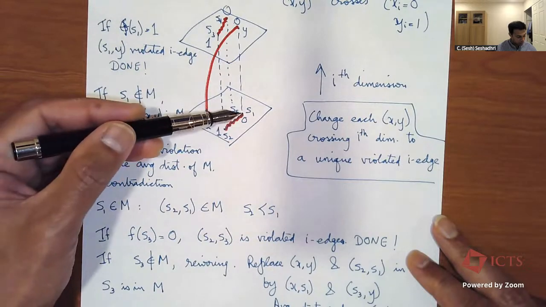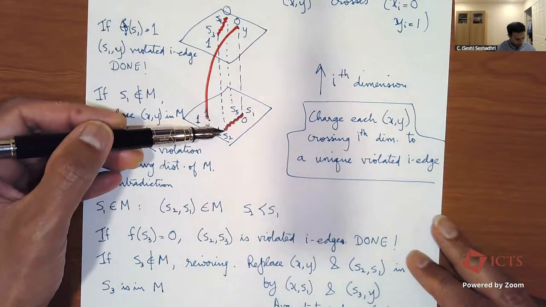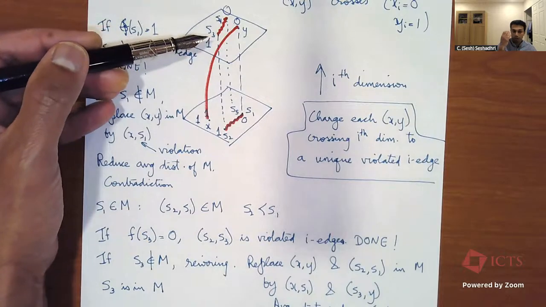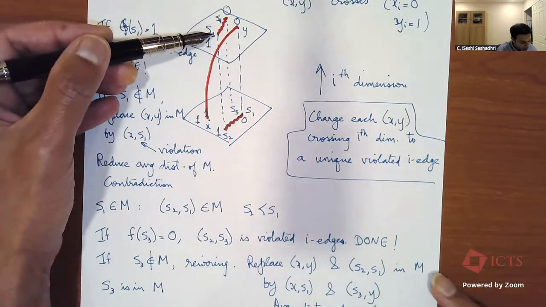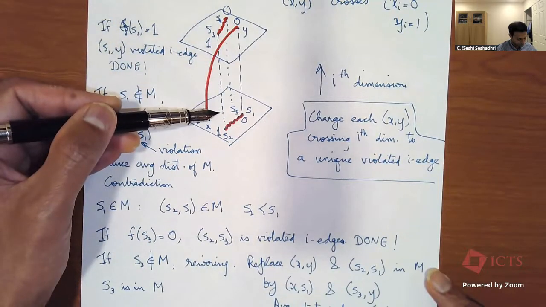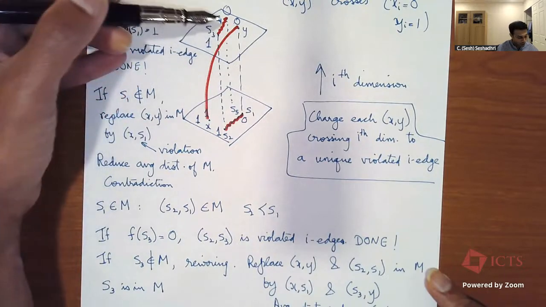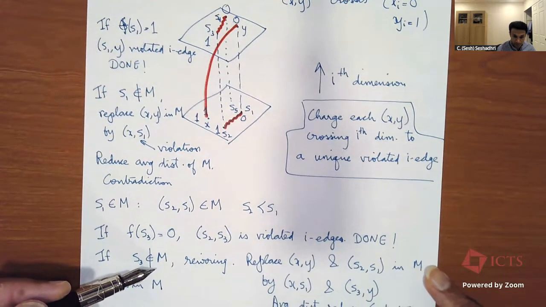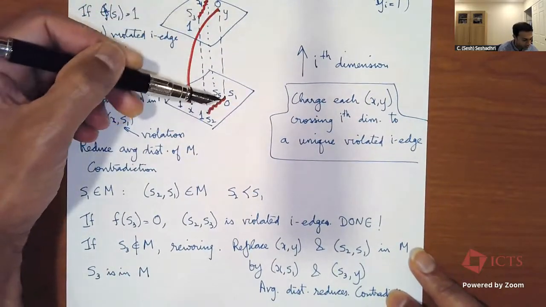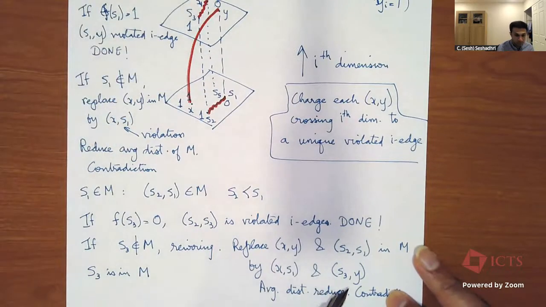So S2, S1 is in the violation matching. That's why I marked it in red. Let's now project S1 back up to S3, and you repeat the same argument. You say, well, if S3 has a value of 0, then we've discovered a violated edge. Therefore, the value at S3 is 1. And if it did not participate in the matching, then you do a rewiring. You can basically replace XY and XS1 by XS1 and S3Y.